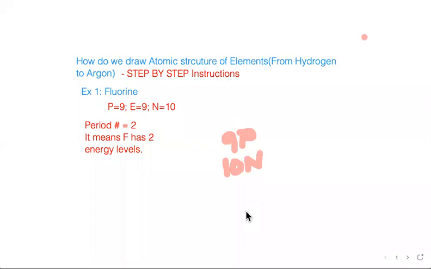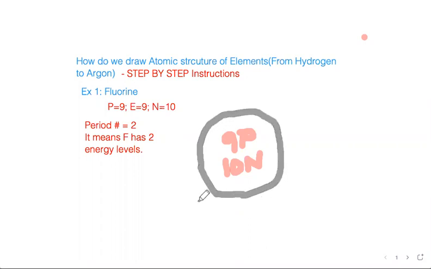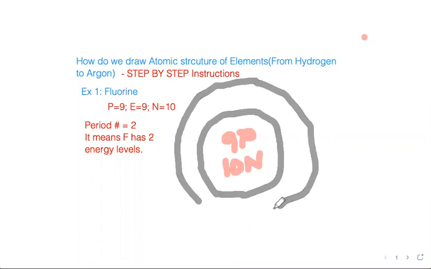Let me pick a different color. So the first ring, and the second ring. I'm trying my best to draw the circle.